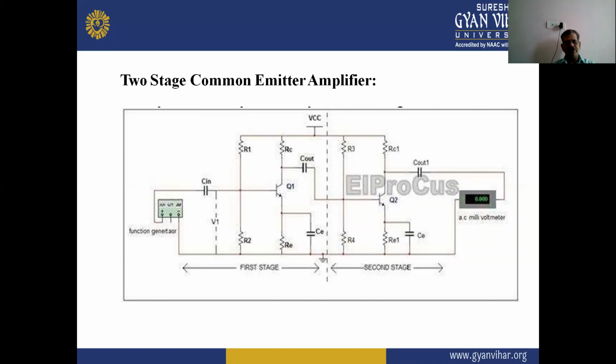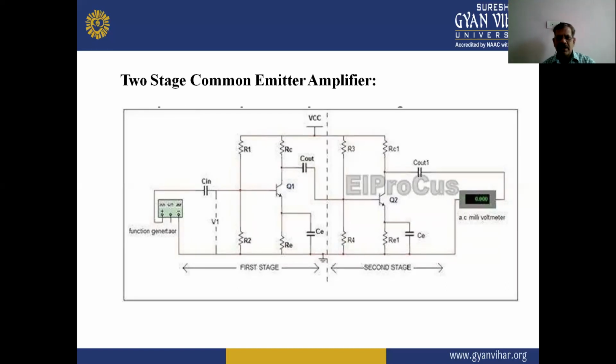Next is the two-stage common emitter amplifier. We use two stages here, stage first and stage second, and both stages are coupled to each other by a capacitor C out. Generally, we use two transistors: Q1 is the transistor in the first stage, and Q2 is the transistor in the second stage. There are also two biasing resistances R1 and R2 in the first stage, and an emitter resistance and a bypass capacitor C are also here, and this stage is coupled by the C output capacitor.